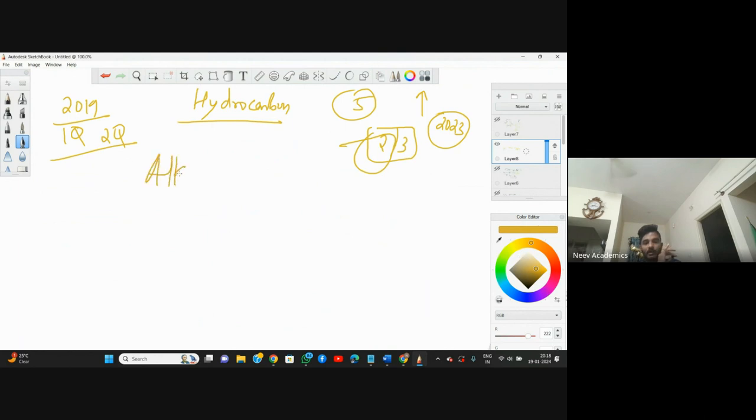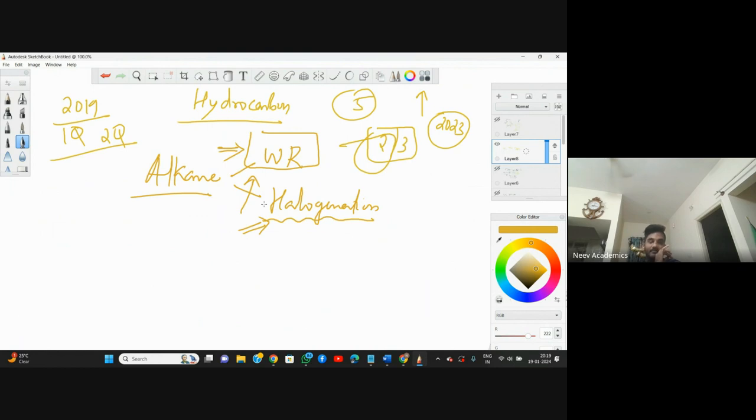When we are talking about alkene, here Wurtz reaction is very important, and this is for the preparation. For chemical properties, halogenation is very important. So if the question is coming from the alkane part, these are the two core areas: one is the method of preparation, and one is halogenation. I'm not saying it won't come from the other parts. This is the core area.